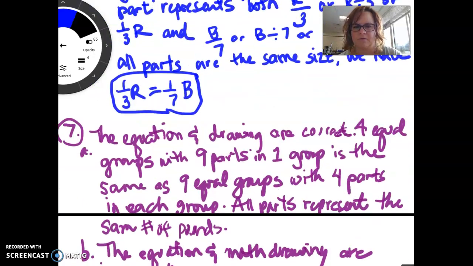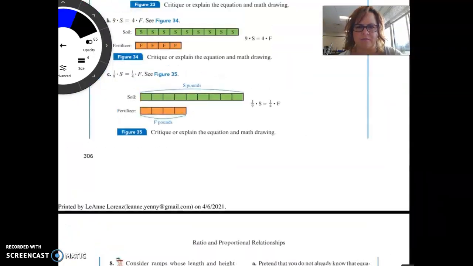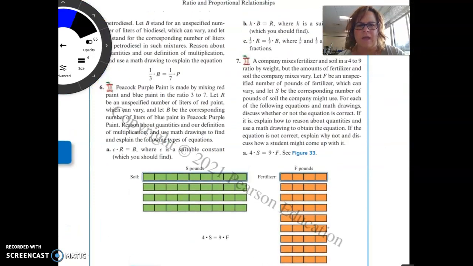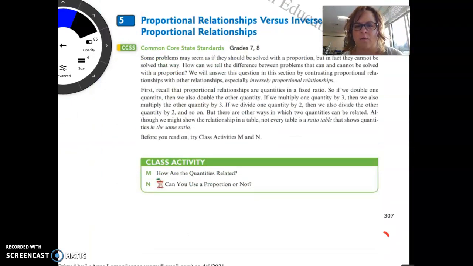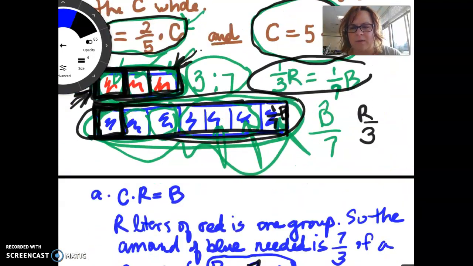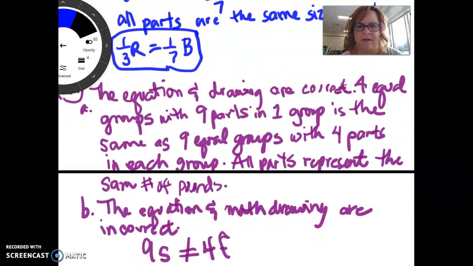All right, let's go to number 7. In number 7, we had to analyze some drawings. And this is the fertilizer problem. We had to analyze some drawings and some equations and decide if they are correct and explain why or why not. And so I'm going to go back and forth here. So in 7a, the equation and the drawing are correct. And I'm going to read this and then we'll go back and look at it.